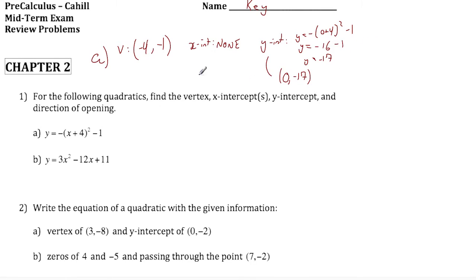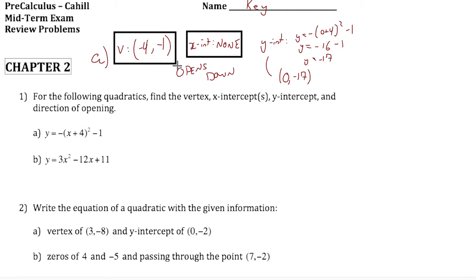And then, of course, we already said this opens down because it has that negative coefficient. I don't know, put boxes around these. X-intercept opens down, and the y-intercept. I can actually put that there. Right. So that was nice, simple, straightforward.